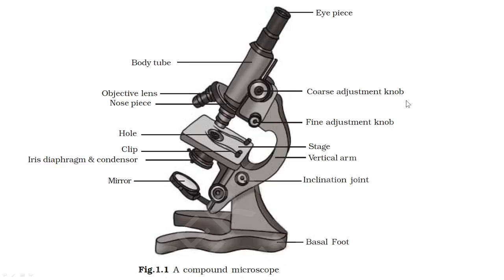There are adjustment knobs. There are two types of adjustment knobs: the coarse adjustment knob and the fine adjustment knob. The coarse adjustment knob is just like a rough adjustment; you adjust roughly, and the body tube moves up and down a lot. And there is a fine adjustment knob, with which you can get the image to look clear. You use the coarse adjustment knob for big movements of the body tube, whereas the fine adjustment knob moves the body tube very slightly.